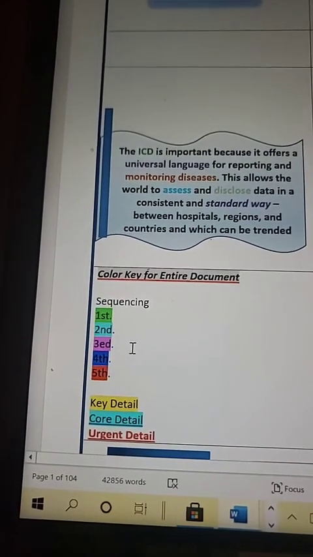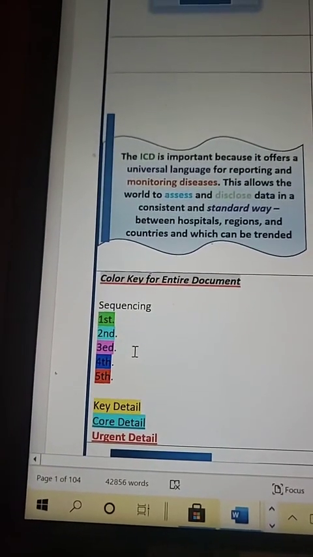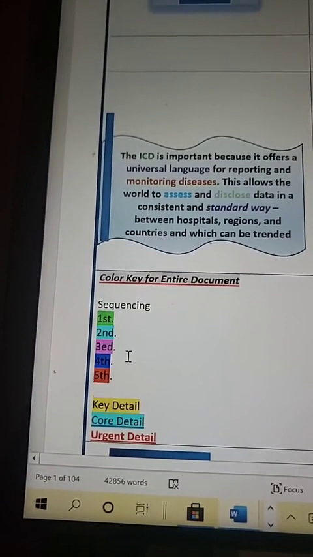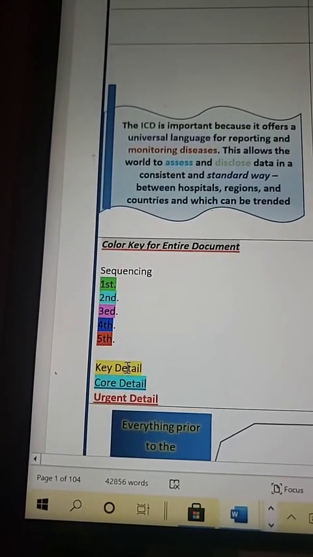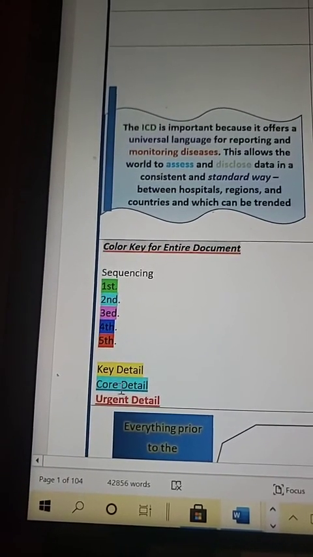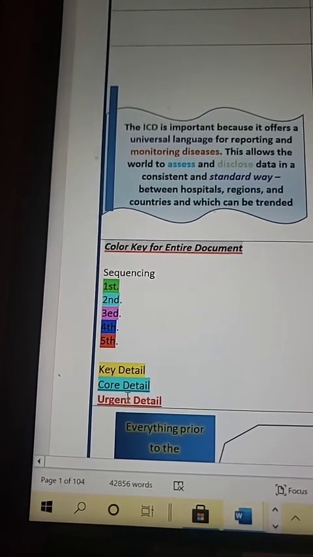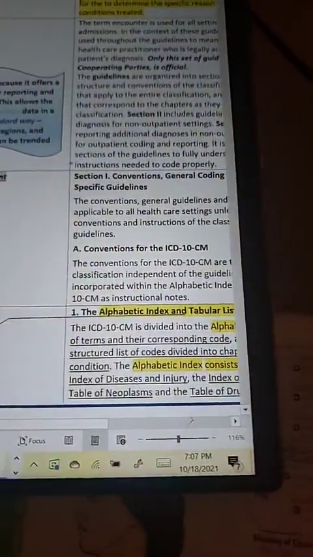Usually nothing else that's been listed has more than 5 sequencing, except for the external causes, but we have a whole color code for that. If it's key details, it's yellow. If it's a core detail, more important, it's in blue. And if it's really a do-not-do or an exception to the rule, an urgent detail, I put it in red. So when you're going through all this stuff, anyway, I hope it's helpful.